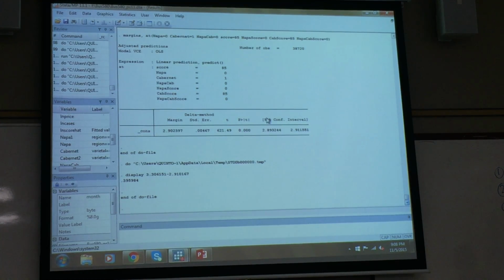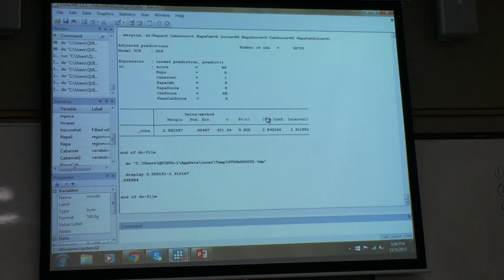We did a few other things. So in this model, and this is that first iteration of the model, consumers are willing to pay 39% more for a Napa Cab over an equivalently ranked cab from Sonoma, at a score of 85.